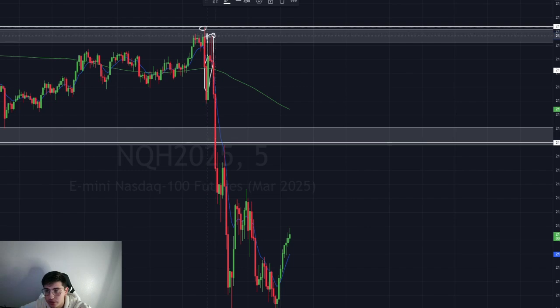Could we have gone long right here? No, absolutely not, because we already know that we're going short. And we obviously know that we just made a lower high. So we could have made a short position right here, stop loss above these highs.